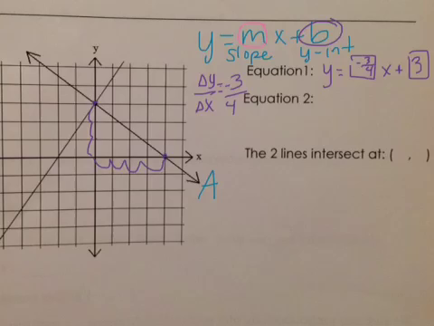Now I can see that that line is negative because in the direction that I read, if I were walking, all of a sudden I hit the line, I'd be going down. So my slope is negative.